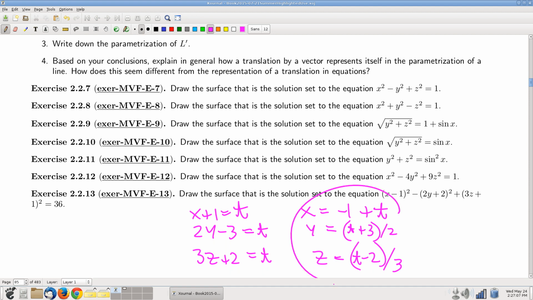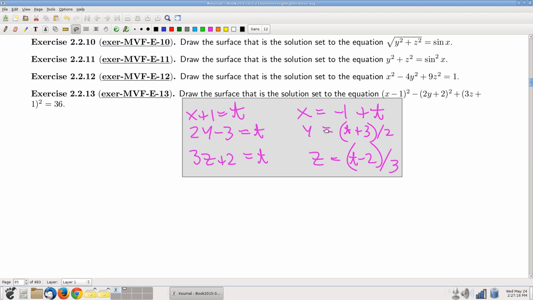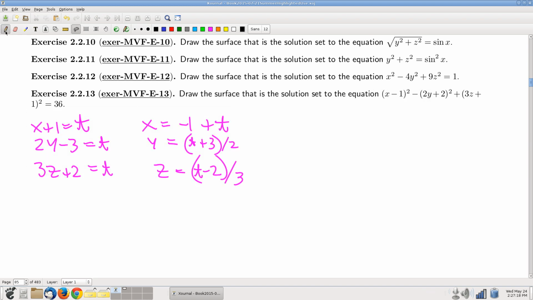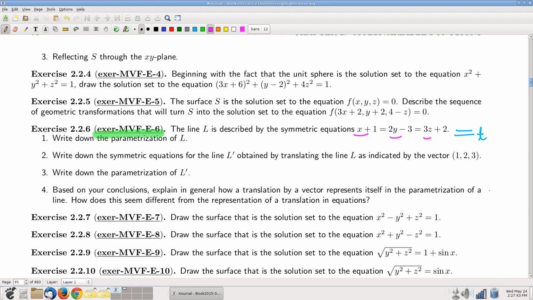And notice this is a parameterization. You can clean this up a little bit and write it as, let me move this over out of the way. So I can say (x, y, z) is (negative 1, 3/2, negative 2/3) plus t times (1, 1/2, 1/3). Everybody good? Okay, so that is this first part.